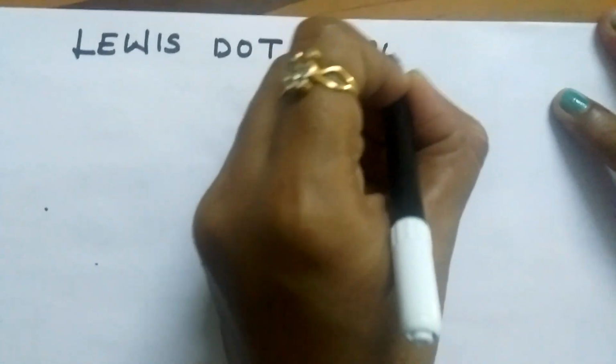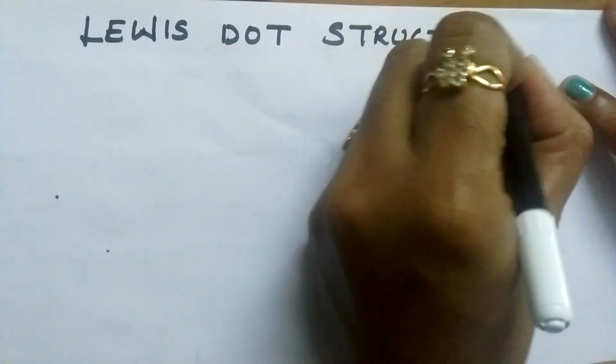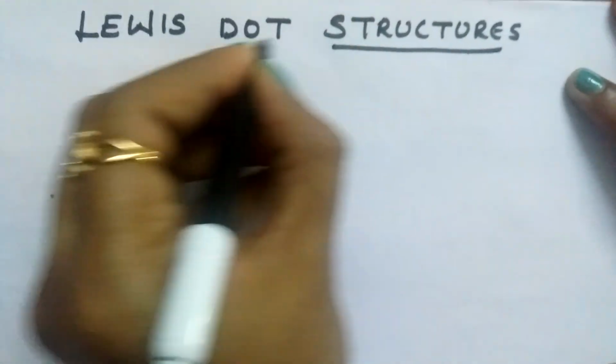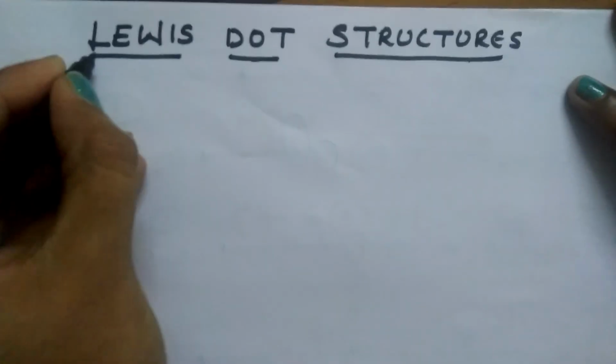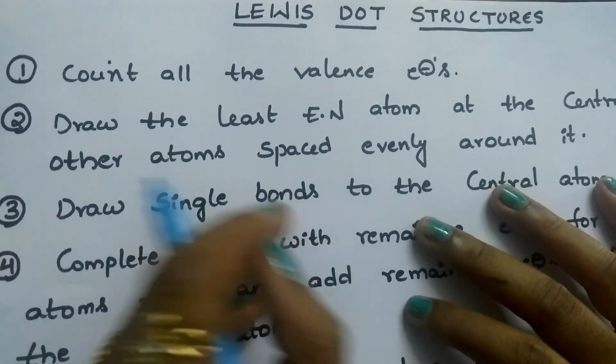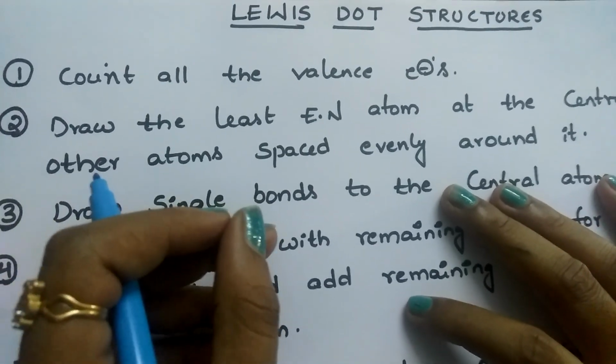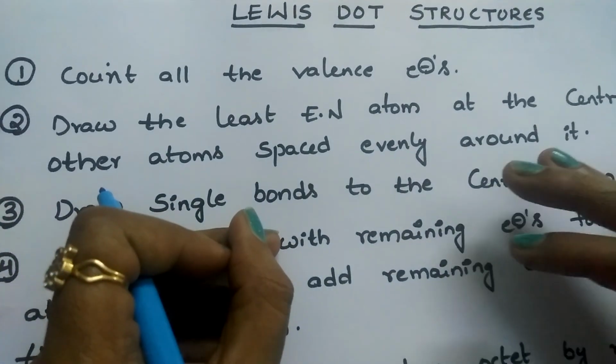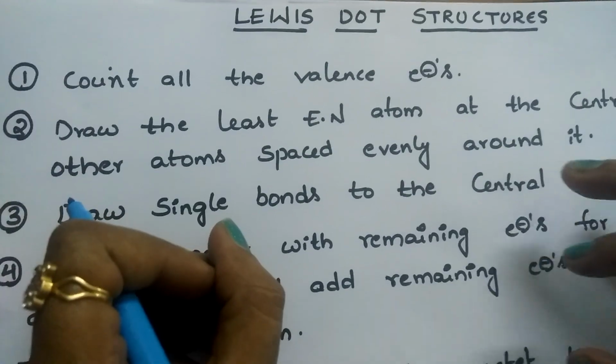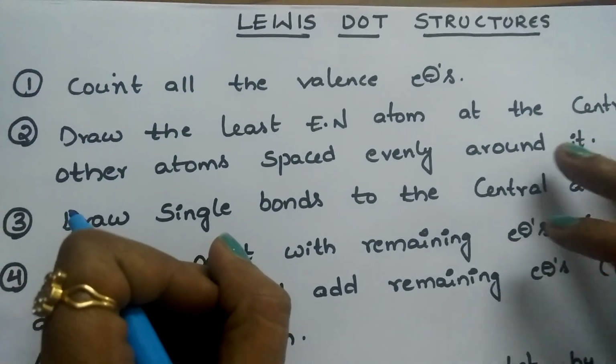Students, today I am going to explain a trick to draw Lewis dot structures. This is a very easy trick. You can draw any molecule's Lewis dot structure by using this trick. For drawing a Lewis dot structure, students, you should keep in mind 5 important steps.